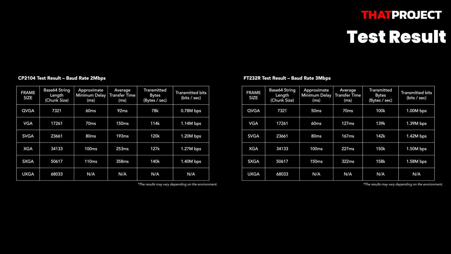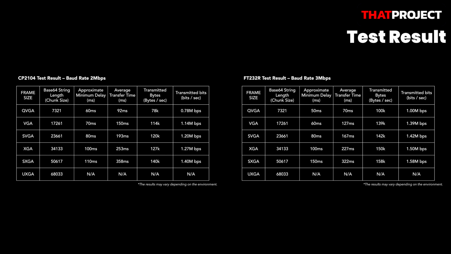I sampled 1,000 data for each chunk. Also, the results may vary depending on the test environment. The left one is the test result of CP2104. Its maximum transmission rate is 2 Mbps. In my test, about 1.4 Mbps was the maximum speed that could be used. Also, the maximum size that can be sent at once seems to be about 50 kilobytes. I couldn't use write to the serial port if it was more than that.